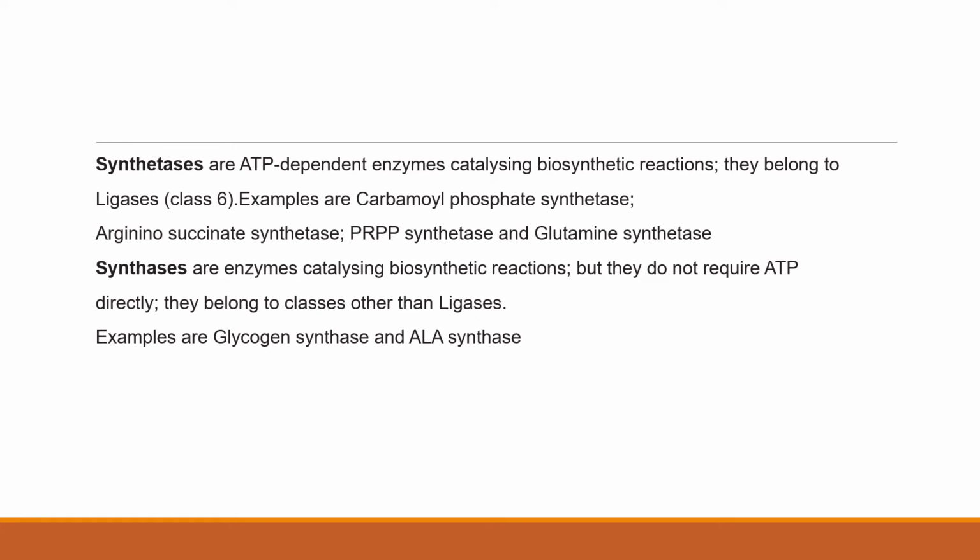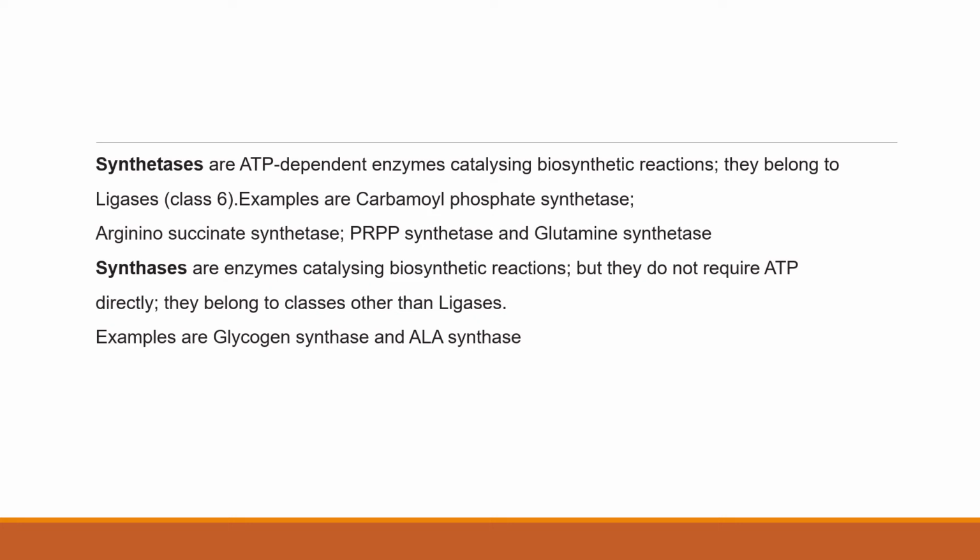All right, so just to clarify, you might get confused because of the names synthetase and synthase. So synthetases are ATP dependent. So if they are dependent on ATP, they must fall into class 6. Examples of this would be carbamoyl phosphate synthetase, argininosuccinate synthetase, PRPP synthetase, glutamine synthetase. So you can see in the name the word synthetase.